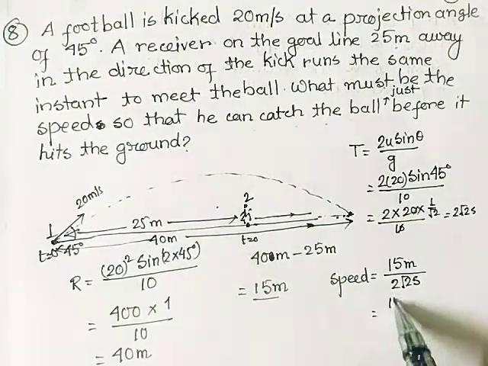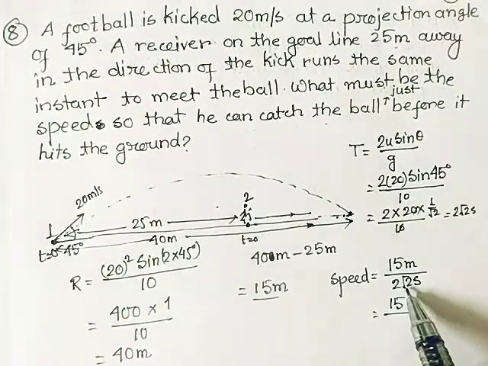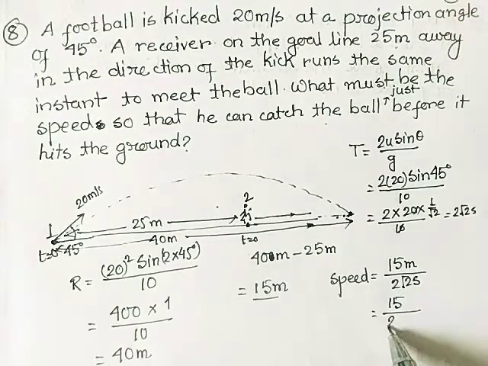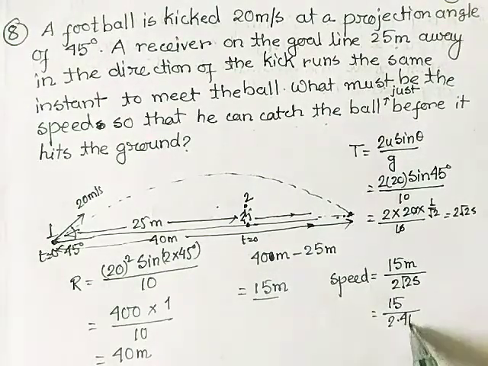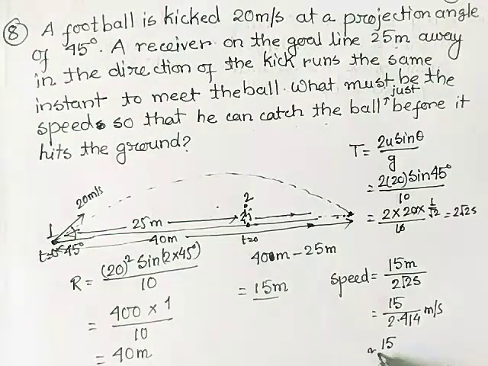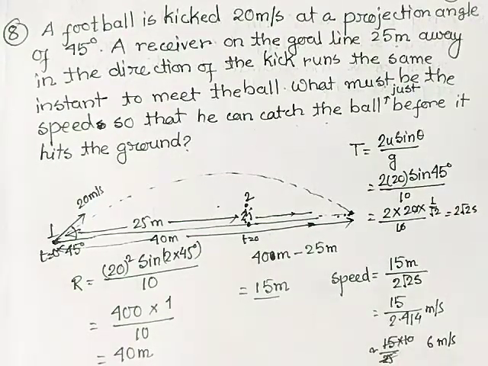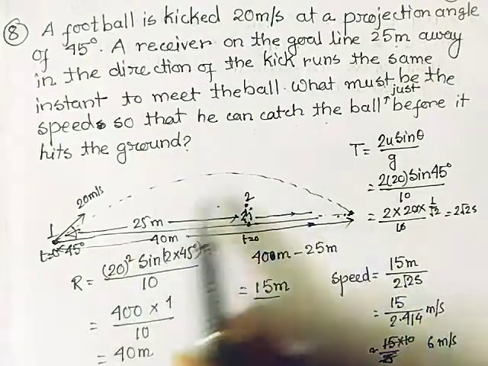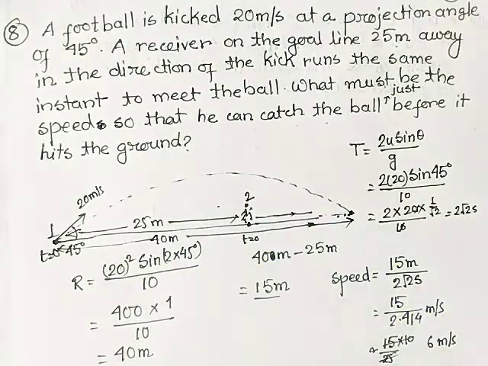If I calculate this, root 2 is 1.414, into 2, that is approximately 2.8, okay, so 15 divided by 2.5, approximately the velocity is around 6 meter per second. This is the speed with which the player has to move to catch the ball before it reaches the ground.